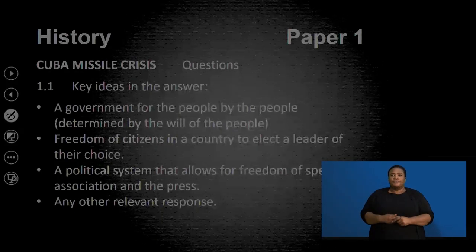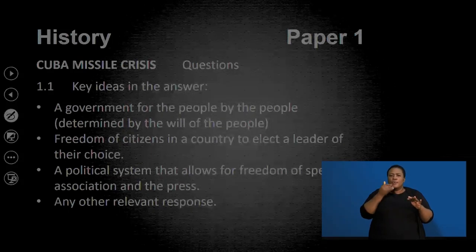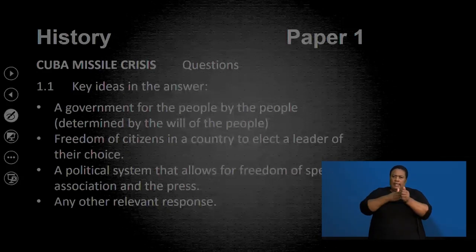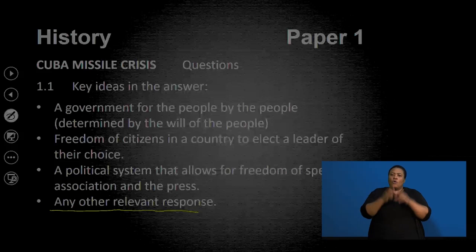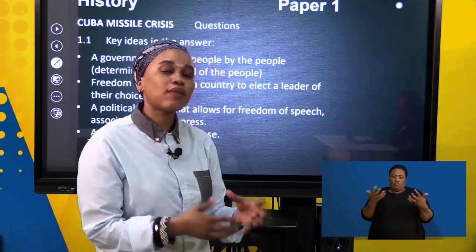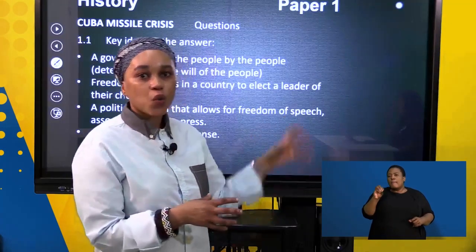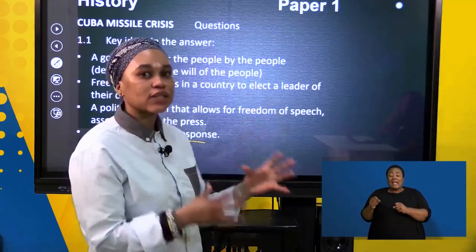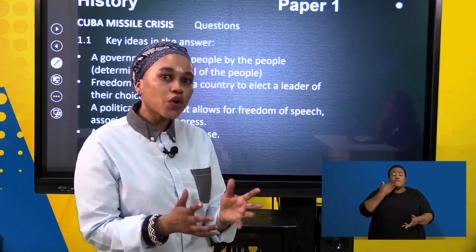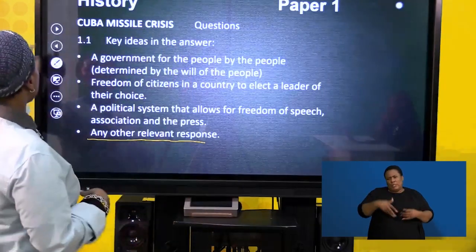Okay, so let's look at the key ideas in the answer. It's a government for the people, by the people, freedom of the citizens in a country to elect a leader of their choice, a political system that allows for freedom of speech, association, and the press, and any other relevant response. So what they do is they accept any other response as long as it is relevant. It doesn't mean that you have to use the words of the memo exactly as they are. Okay, we call these the marking guidelines. It's just a guide. So if you can use your own words to define those terms, then you will be fine.